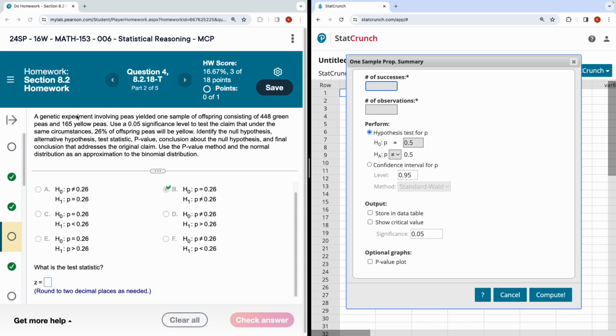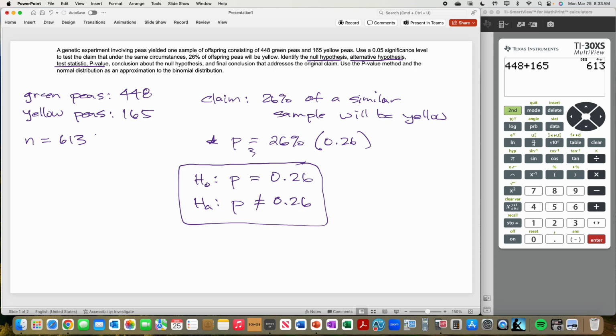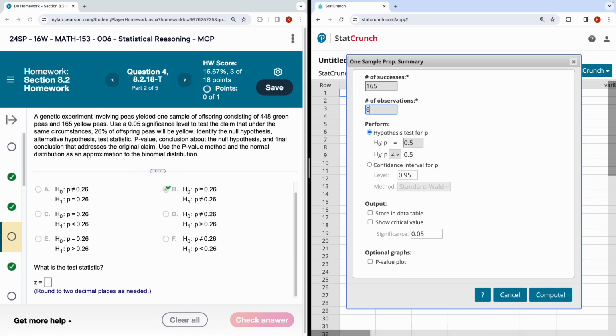Now, the number of successes in this case were the yellow peas. So we had 165 successes out of our total observations. Remember the total observations, that's this n here that I wrote down. N equals 613. It's the total number of peas. Now I'm going to set my hypothesis test up exactly like what we selected in option B. So the null proportion is 0.26. I'm going to leave the default not equals for my alternative hypothesis. And that's all I'm going to do. I'm going to hit compute here.